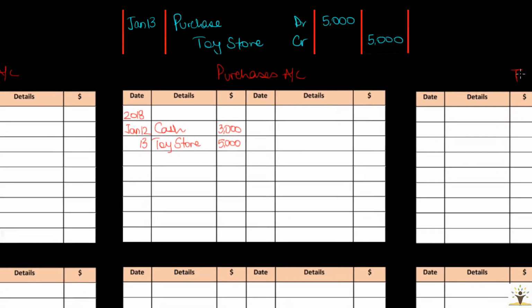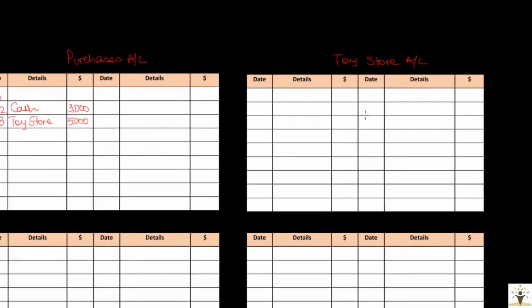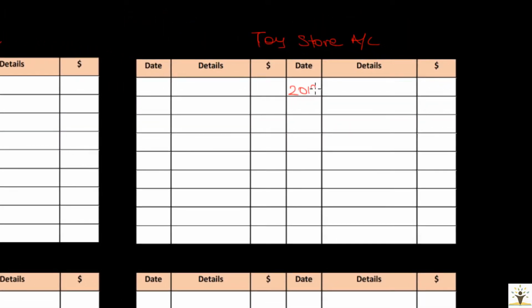Second effect will be in the toy store account. So let's make a toy store account. Go to the credit side of this account. Date would be Jan 13. Details will be the account that was debited, which is purchase account, and 5,000 in the amount column.